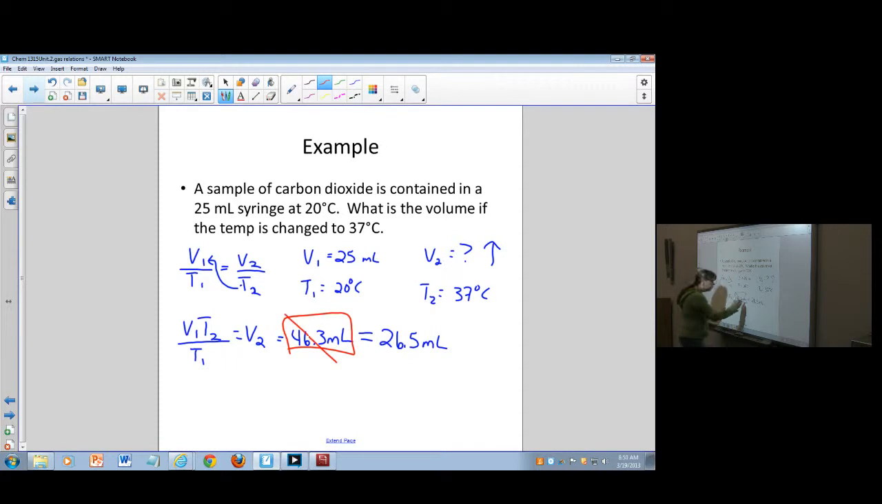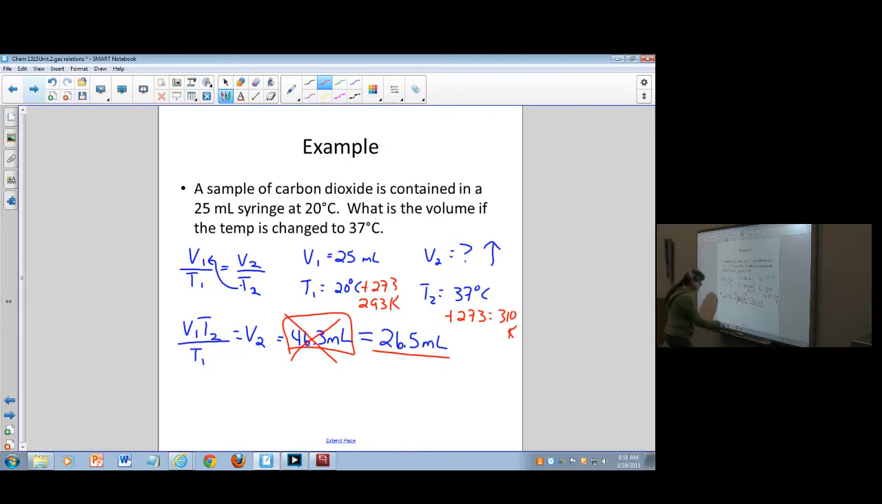Okay, that is wrong, and why? Experimentally, I know it's going to be this. Well, the reason is because you have to always, always, always, always use Kelvin. So we're going to add 273 here. That will give us 293 K. All right, and we're going to add 273 here, and that will give us 310 Kelvin, right?